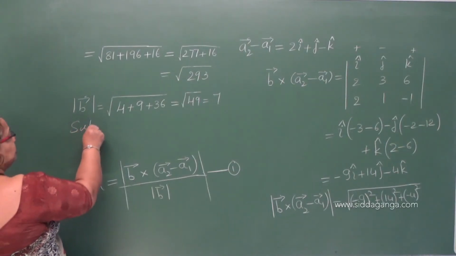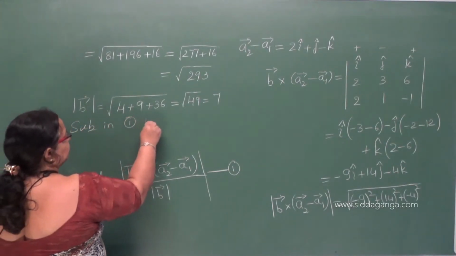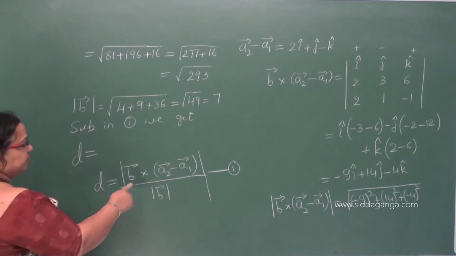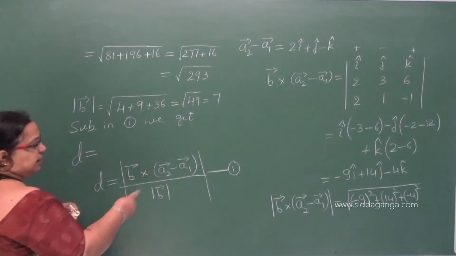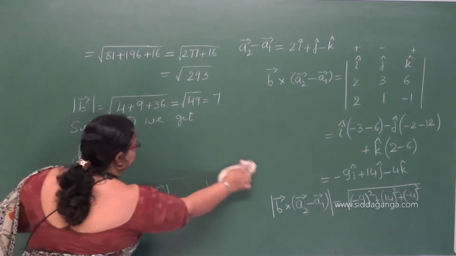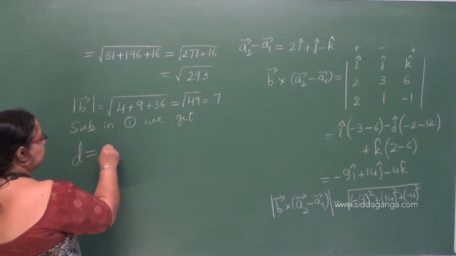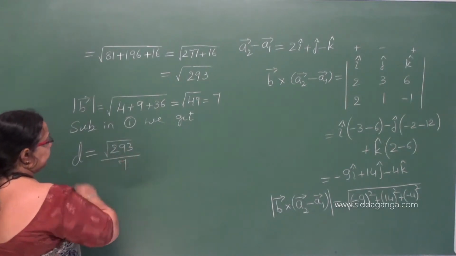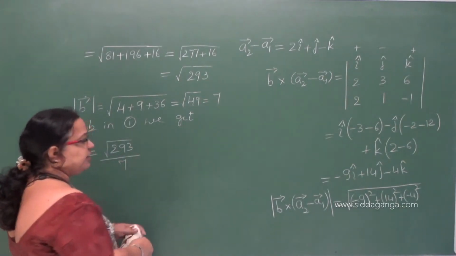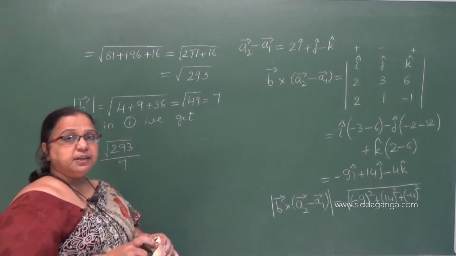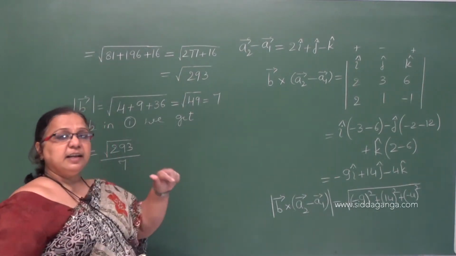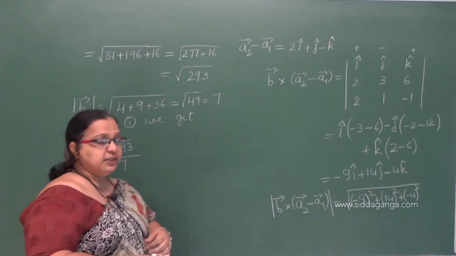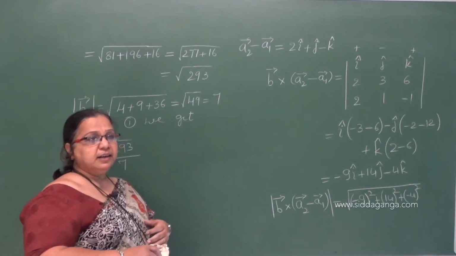So substituting in equation 1, we get the distance D equal to the answer from the top part, root 293, divided by 7. So root 293 divided by 7 is the distance between the given two parallel lines.